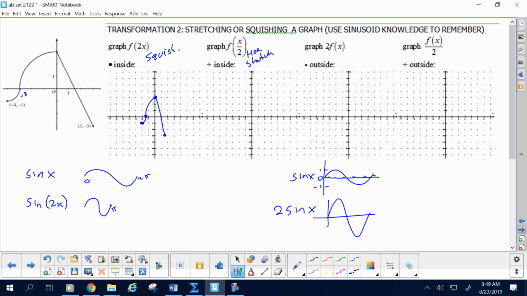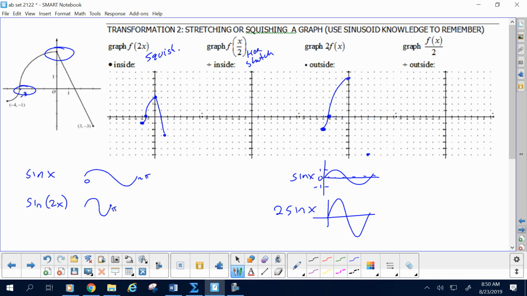So what about that leftmost point? Where will it be now? Negative 4, negative 2. The y will change. What about the place where y was 0? It was at negative 3, 0, and now it'll be at negative 3, 0. What about the place where x was 0, y was 3? Now it'll be at 0, 6. And what about that far right point? What will it change to? 3, negative 6.